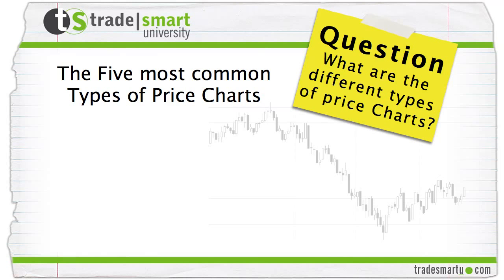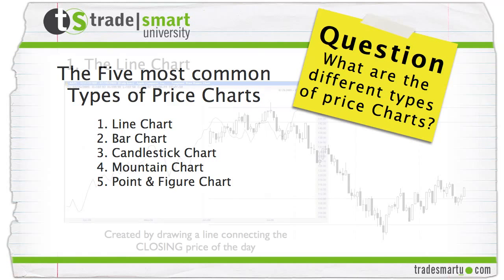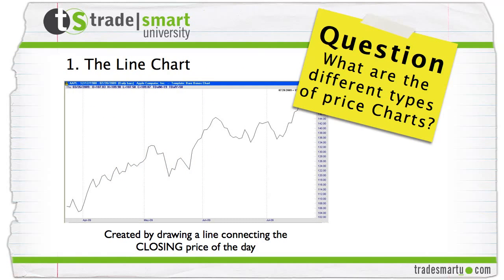The first one is the line chart, the second one is the bar chart, the third one is the candlestick chart, the fourth one is the mountain chart, and the fifth one is the point and figure chart. The line chart is the most simple of our charts that we're going to be looking at. It is created simply by drawing a line which connects the closing prices of each day.